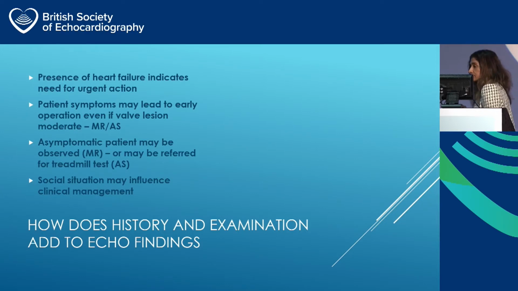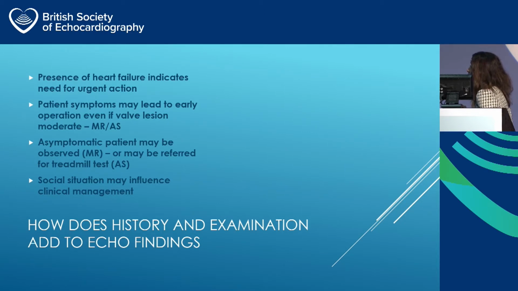So why bother doing all this? I mean, why not just do the echo, write the report, and send your patient off to whoever? It's because anything that you discover relating to the examination that's out of the ordinary will add to our decision making, and it will add to your report. So the presence of heart failure or overload indicates the need for urgent action. A breathless patient with severe mitral regurgitation and peripheral edema needs a registrar to come and prescribe some diuretics, may even need admitting, and certainly needs that mitral regurgitation addressing urgently.